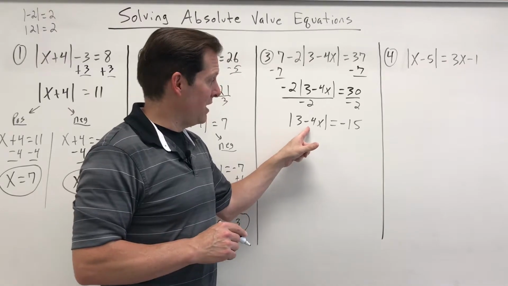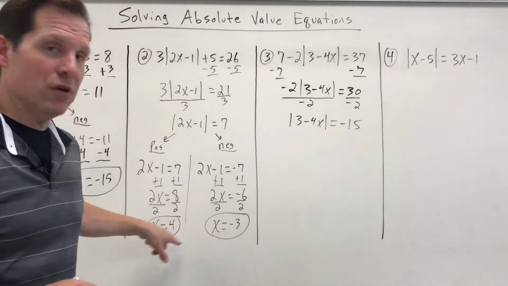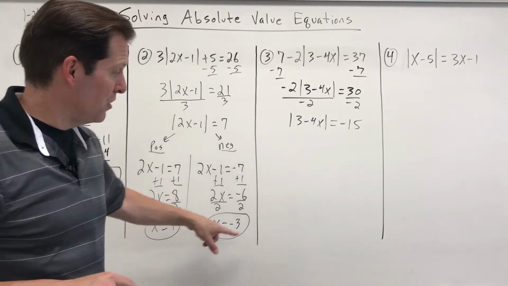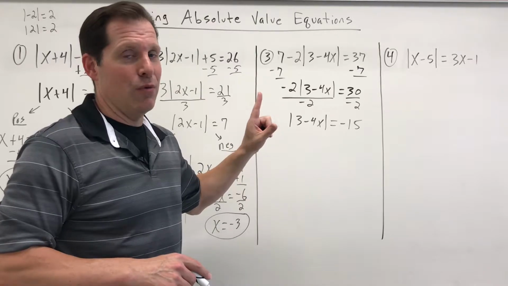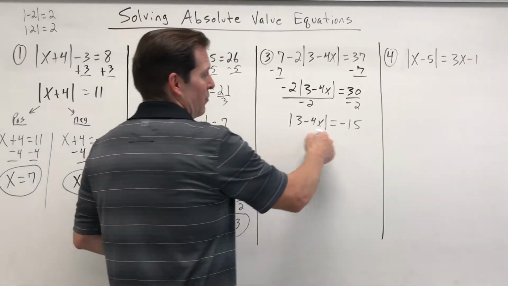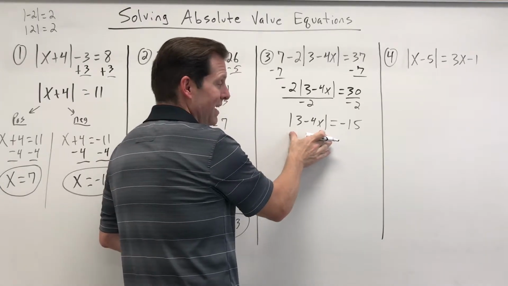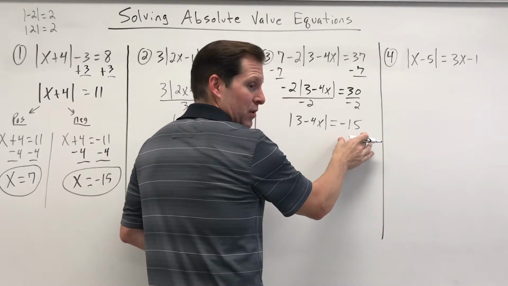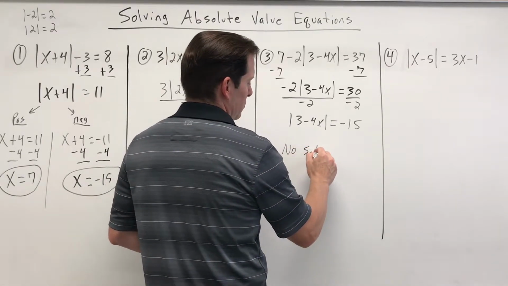Now, if you went ahead and set up your positive and negative case, you would get two numbers. However, if you plug those two answers back into the original, they don't work. So when you see this case right here, when you have the absolute value by itself on one side and it's equal to a negative number, that can't happen. So this is no solution.